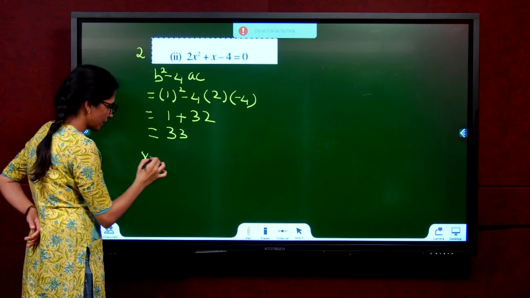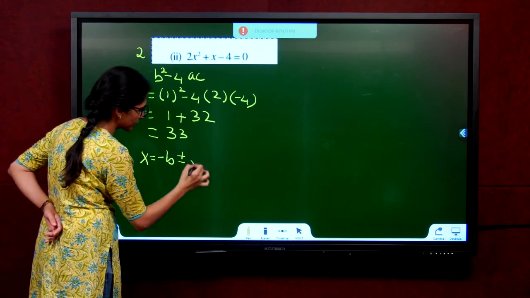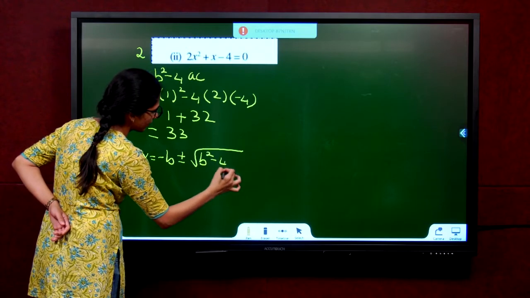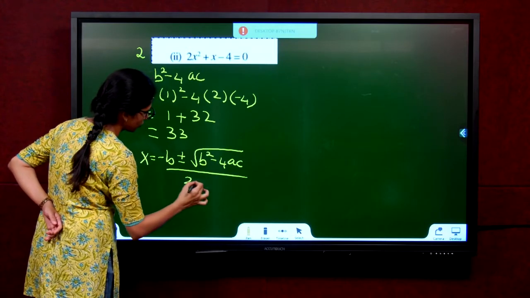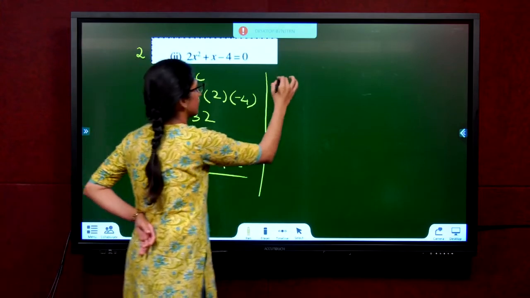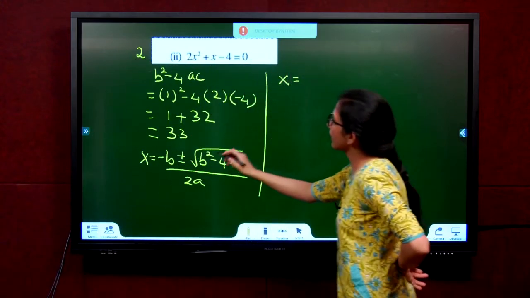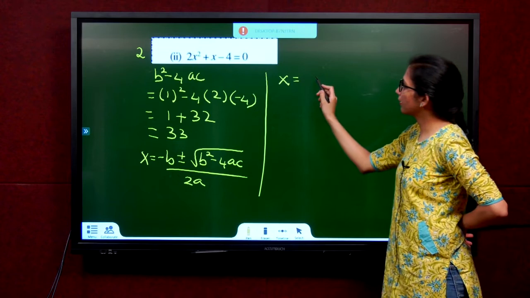So now apply the formula. X is equal to minus b plus or minus root of b square minus 4ac by 2a. Substituting, x is equal to minus b. What is the value of b here? 1.